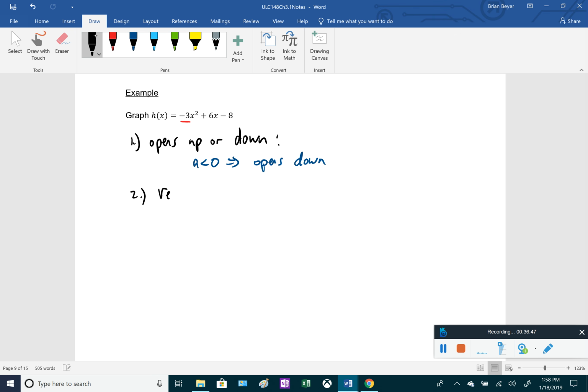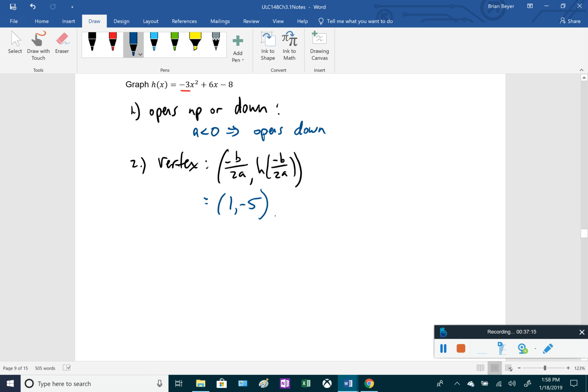And the vertex is going to be negative b over 2a comma h of that value. So I'm going to cheat a little bit. I'm going to let you guys try to plug that in and make sure you get the right answer. You should be getting 1 comma negative 5 for that vertex if you evaluate negative b over 2a and then plug that back into the function, just for time's sake.